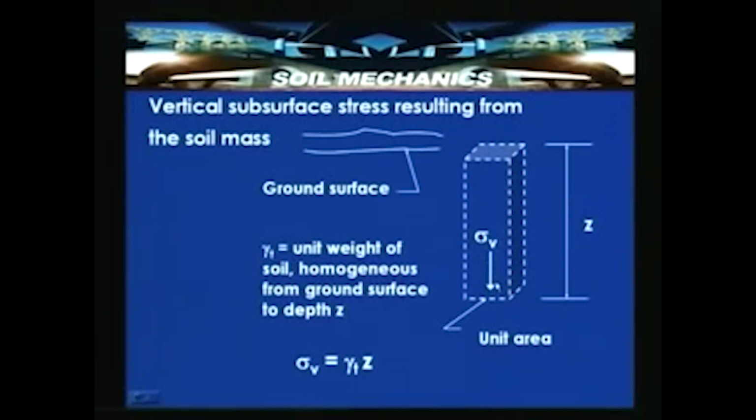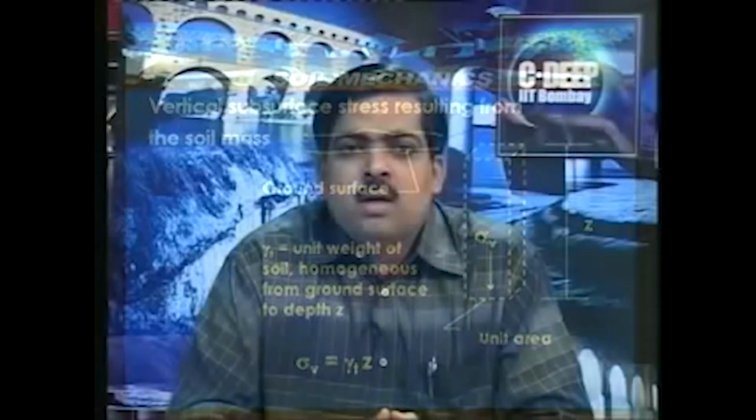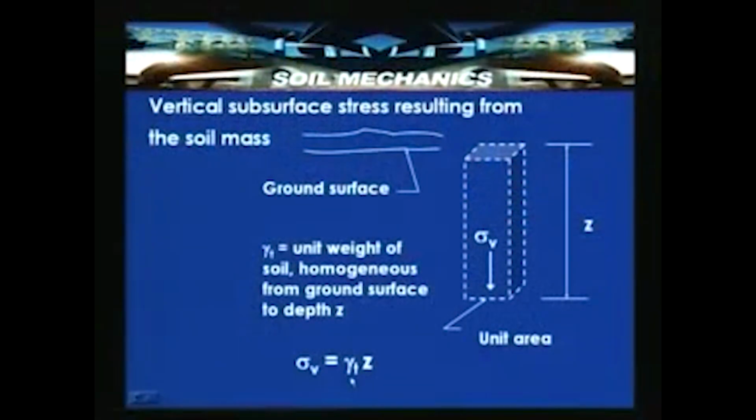So, if you are required to determine the sigma v at a depth Z, this can be determined like this. This is entirely due to the self weight of the soil which is within the block. Now, if I take the cross sectional area as 1 into 1 and the depth of the reference is Z, the volume is Z meter cube into the unit weight of the soil mass, which has been told as gamma T. So, gamma T into Z, that is gamma Z, is the stress acting over a unit cross sectional area at a depth Z. So, we write sigma V is equal to gamma T Z.